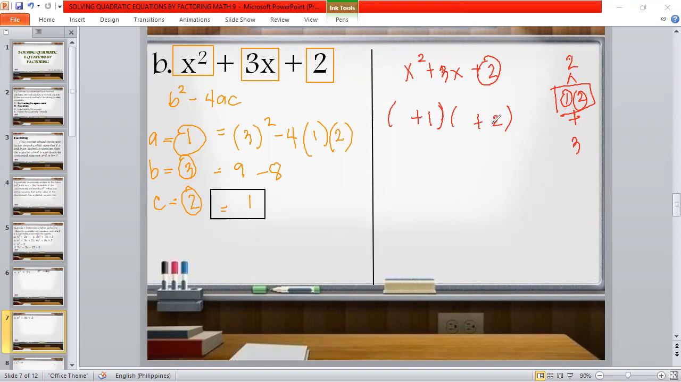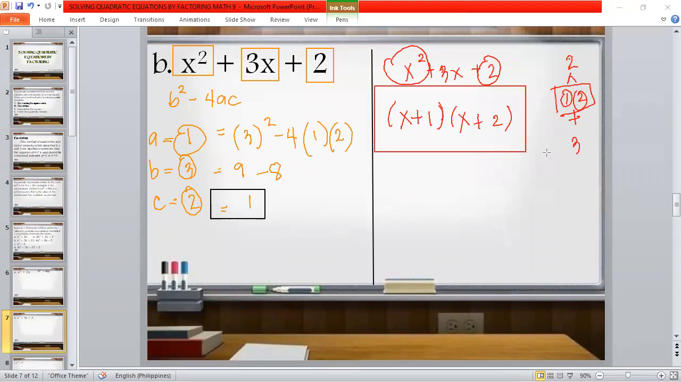Now, ito naman po ang ipa-factor out ninyo, si x squared. Ma'am, paano po? What do you think is the factor of x squared kapag pinaghiwalay natin sila? The factor of x squared is always x times x. Don't forget that. So this is now the factor of x squared plus 3x plus 2.